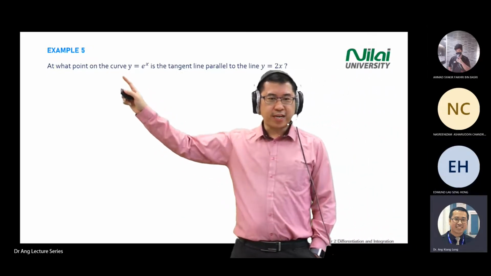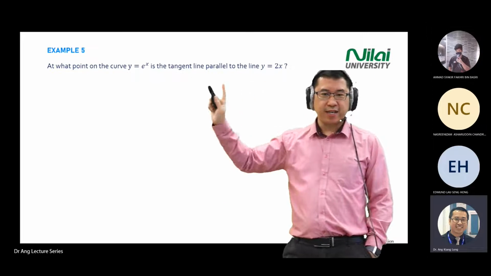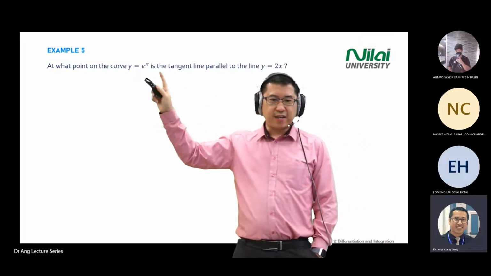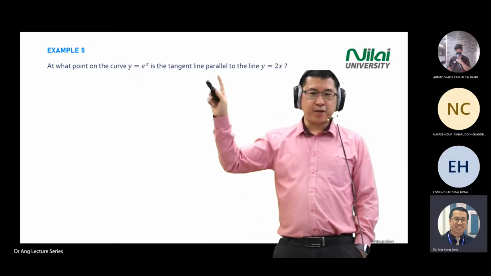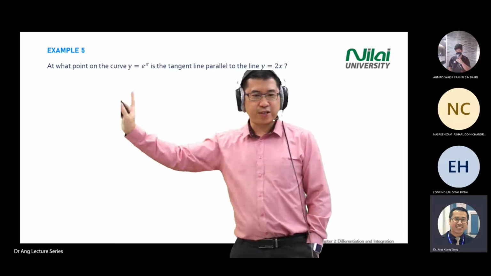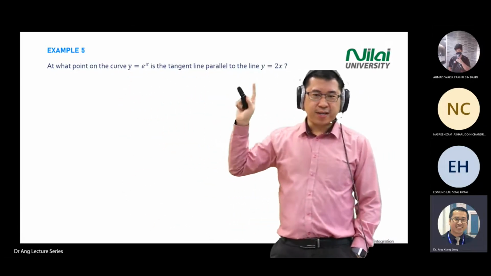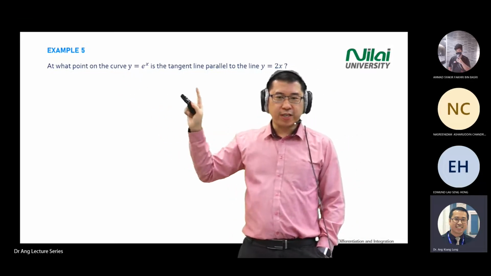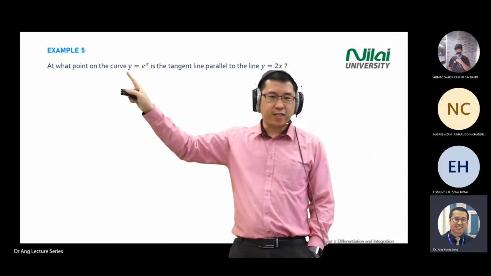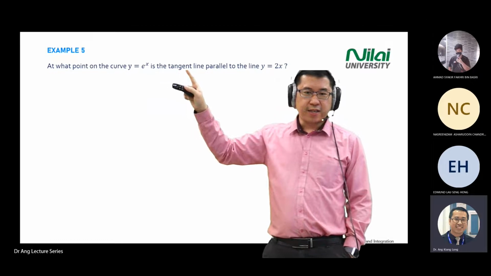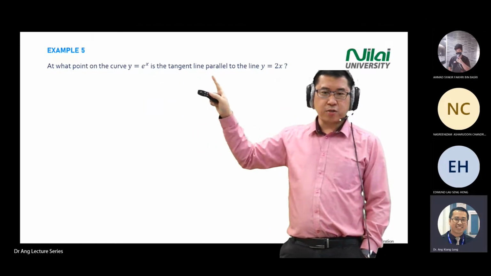Okay, try to understand what this question asks you. Just give you a hint. This one going to be your coming quiz 1 question. Try to understand what this question asks you. He give you two equations. He say that this one, the tangent line is parallel to this line.